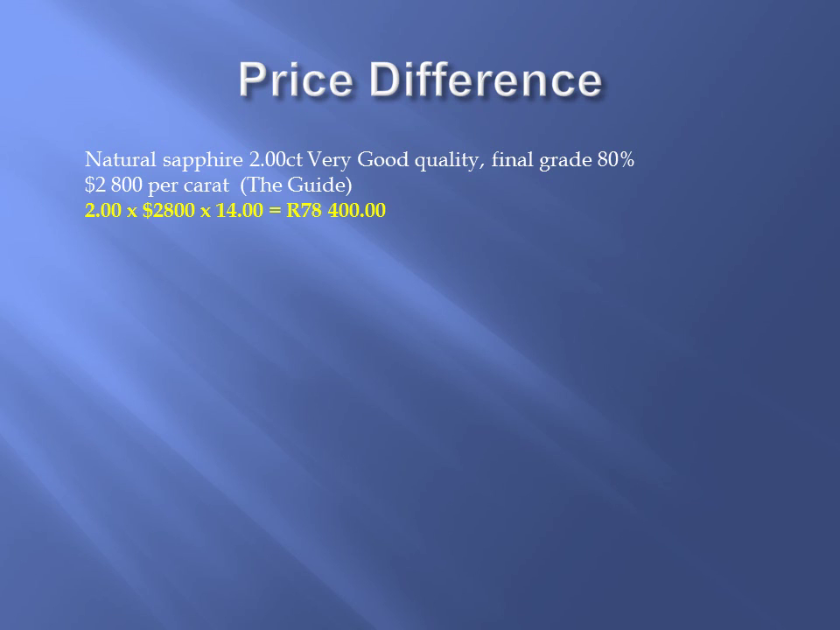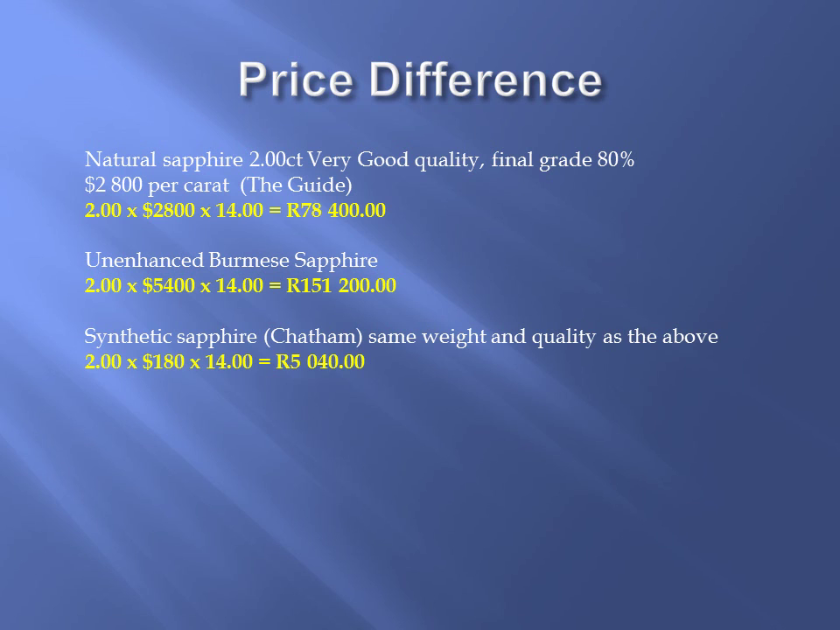So we've got a wholesale price for a natural sapphire of 78,400 Rand. An unenhanced Burmese sapphire, that means that it doesn't even have any heat treatment, and the inclusion suggests that it's come from the Burmese area. We're looking at a wholesale price of $5,400 per carat, which gives you a total of 151,200 Rand for the stone.